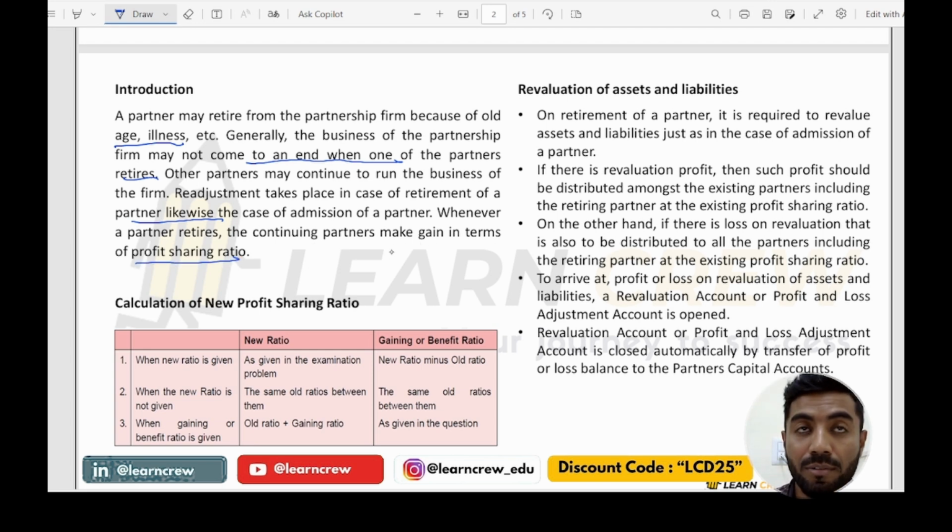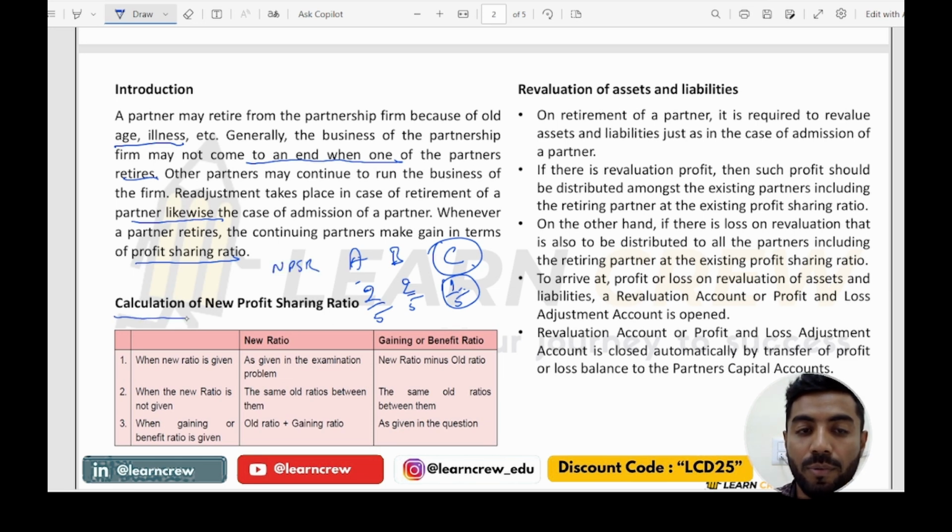So here, say for example, partners A, B, and C are there. C wants to retire. Say they have shares of 2 by 5, 2 by 5, and 1 by 5. If C wants to retire, then C's share will be gained by A and B. Then they'll have a new profit sharing ratio.